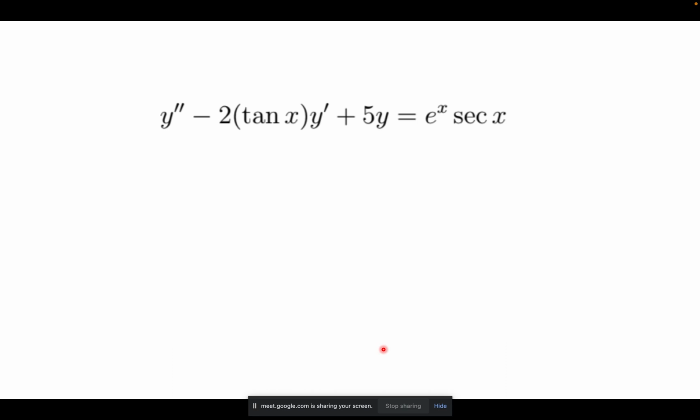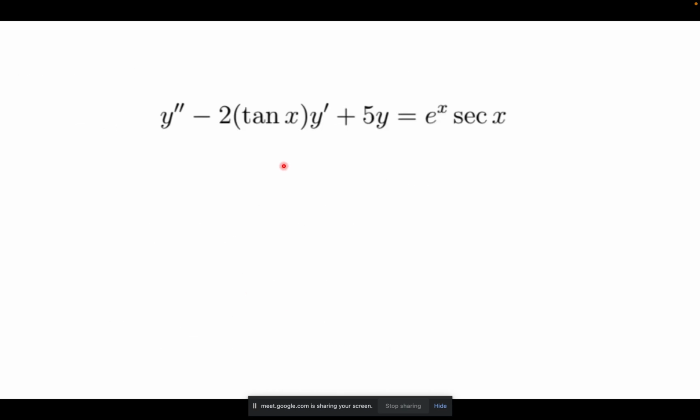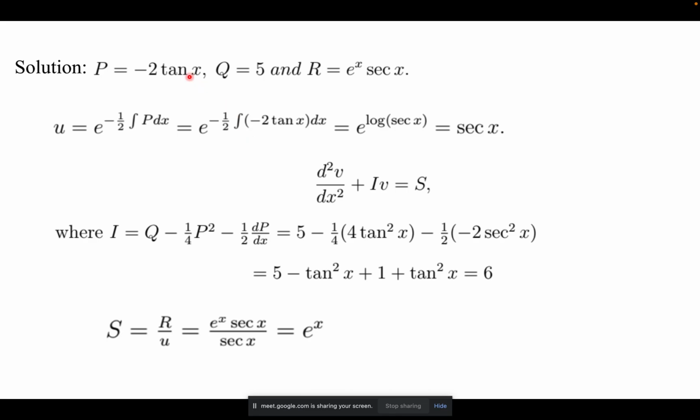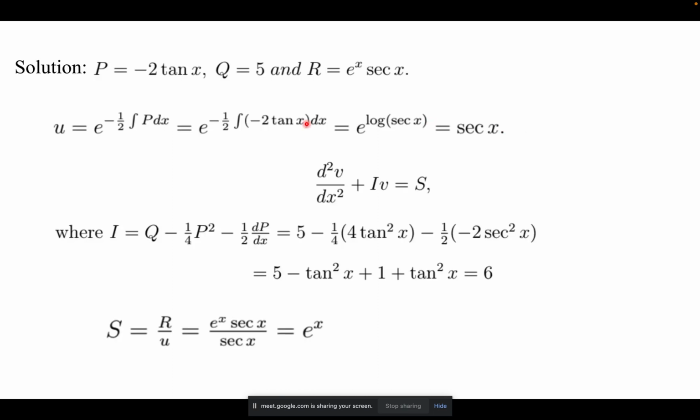So the dependent variable here is y. As I told you, first you write y is equal to uv, and then you reduce the given differential equation into the normal form, and from there you can easily solve the differential equation. So let's go through the solution. First you write the values of p, q and r. If you compare this differential equation, the value of p is minus 2 tan x, the value of q is 5, and the value of r is e power x sec x, right?